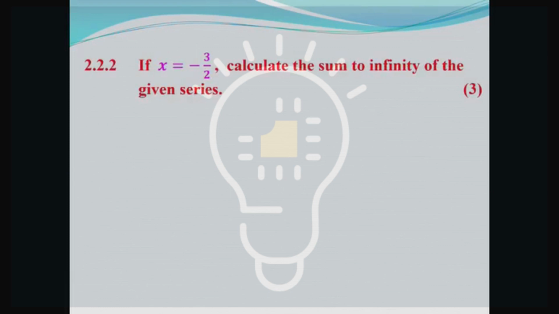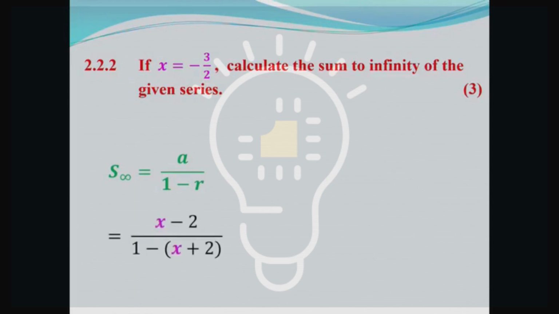Look at this question now. 2.2.2. If x is equal to -3/2, calculate the sum to infinity in connection with the given series. Well, the sum to infinity, as we established, is equal to a over 1 minus r.